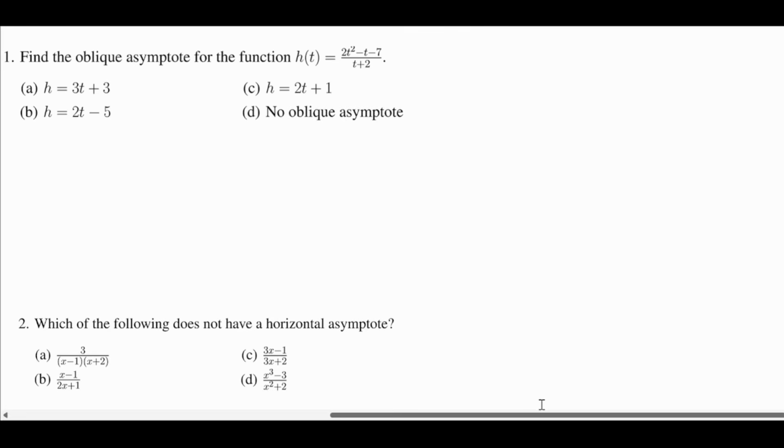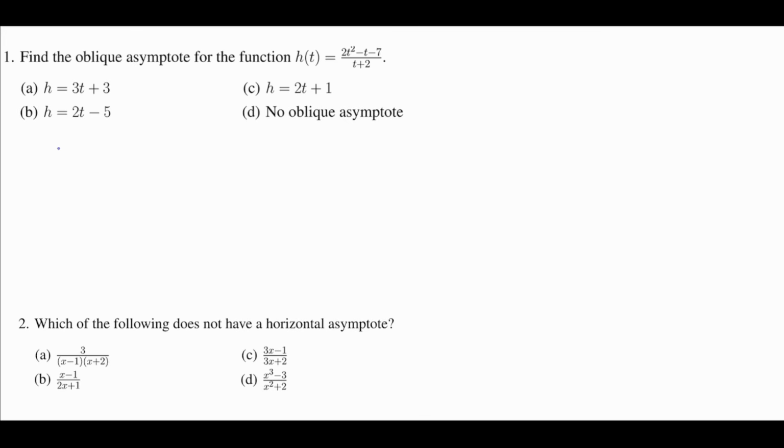This is the quiz 2 we wrote, and then I'm presenting the solutions. For question 1, it says we should find the oblique asymptote of the function, and the function is given to us as h of t equals 2t squared minus t minus 7 all over t plus 2. But before we can solve for an oblique asymptote, we should know what an oblique asymptote is.